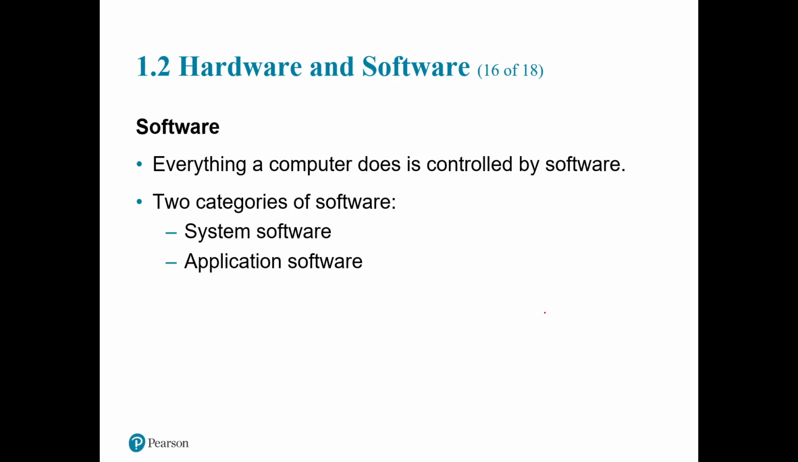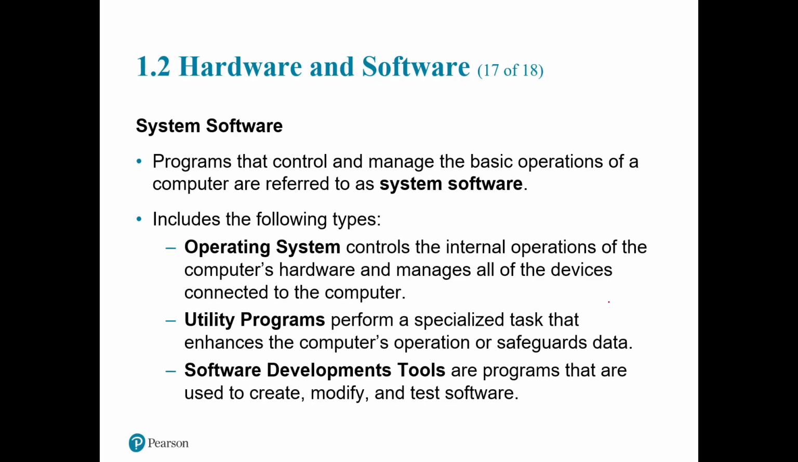Now moving on to software. As I said before, everything your computer does is controlled by software. Your computer will not do a single thing that you don't tell it to do. There are two categories of software: system software and application software. Application software is the most popular of the two, and I would say 99% of the market right now is people working on application software. System software is, how I think of it, everything that your computer needs to run.